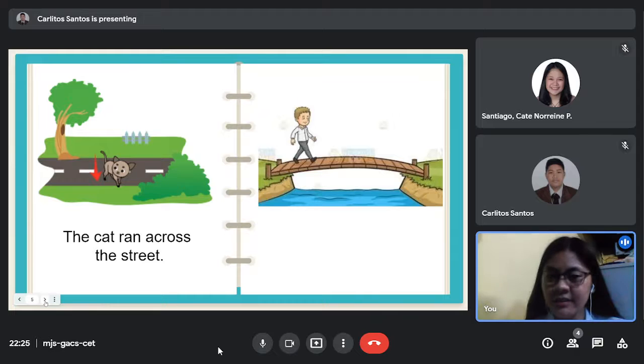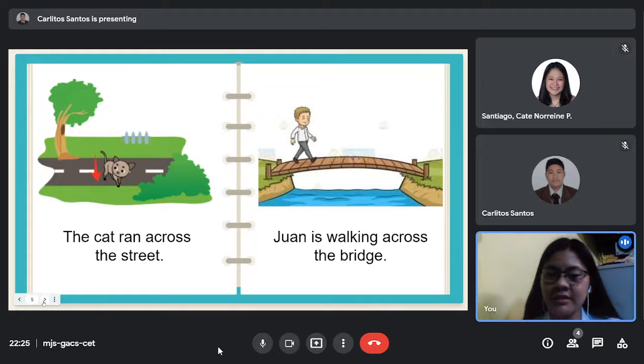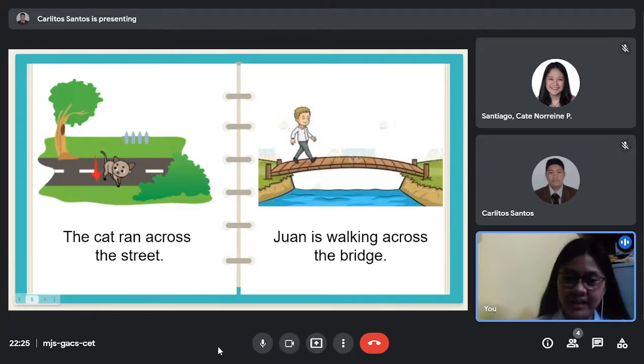And then the sentence as well. Let me read it for you. Juan is walking across the bridge. For the first picture, we have the cat ran across the street. Then in the second picture, Juan is walking across the bridge. Now, I want you to observe what is the commonality of these two pictures or two sentences.